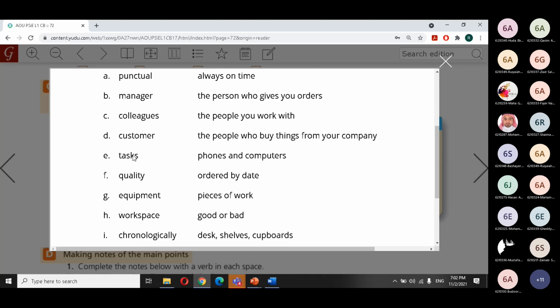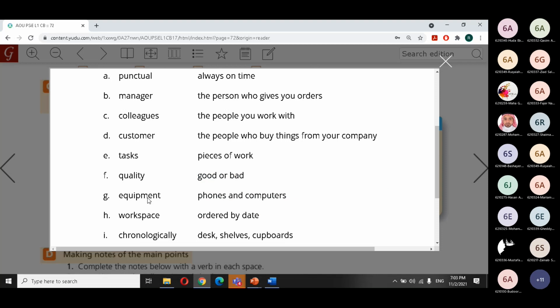Tasks. Pieces of work. If I give you a task, so I give you a piece of work to do, this is the meaning of task. Quality: good or bad.